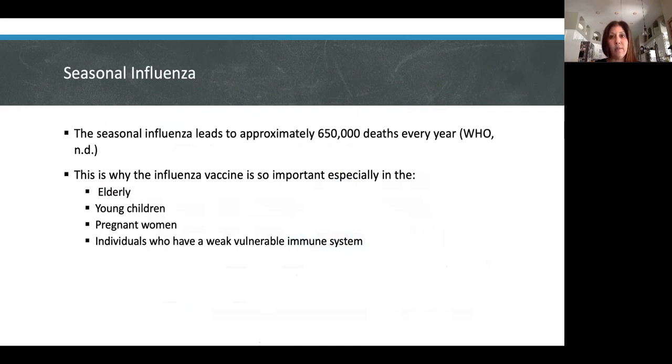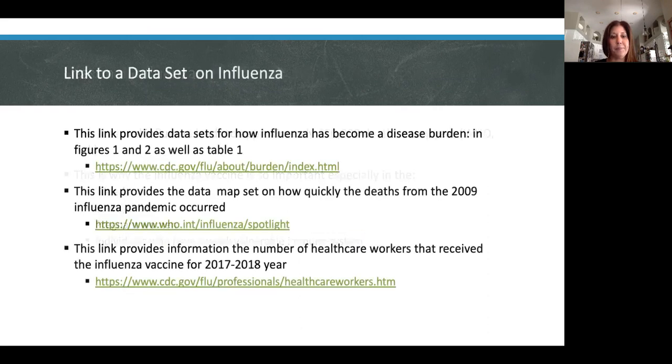So the seasonal influenza, like, let's say the one we had last year, leads to approximately 650,000 deaths every year. And this is why the influenza vaccine is important, because the CDC firmly believes that starting there is probably the most important thing. Preparedness is key, but starting with vaccination is really important. So who do we want to really focus on being vaccinated? Because you look at that historical data, so the elderly, the young children, pregnant women, and any individuals that have a weak or vulnerable immune system.